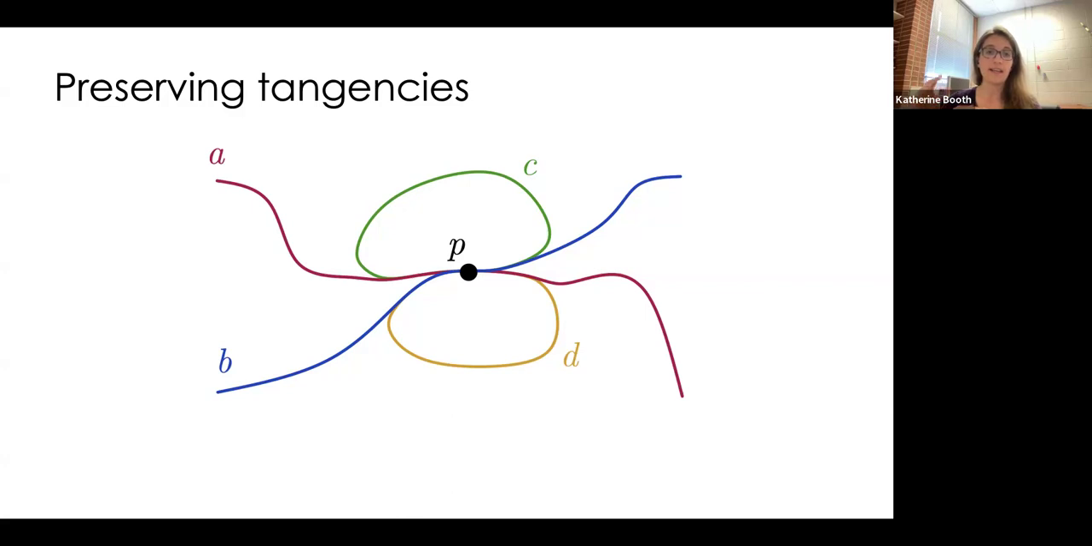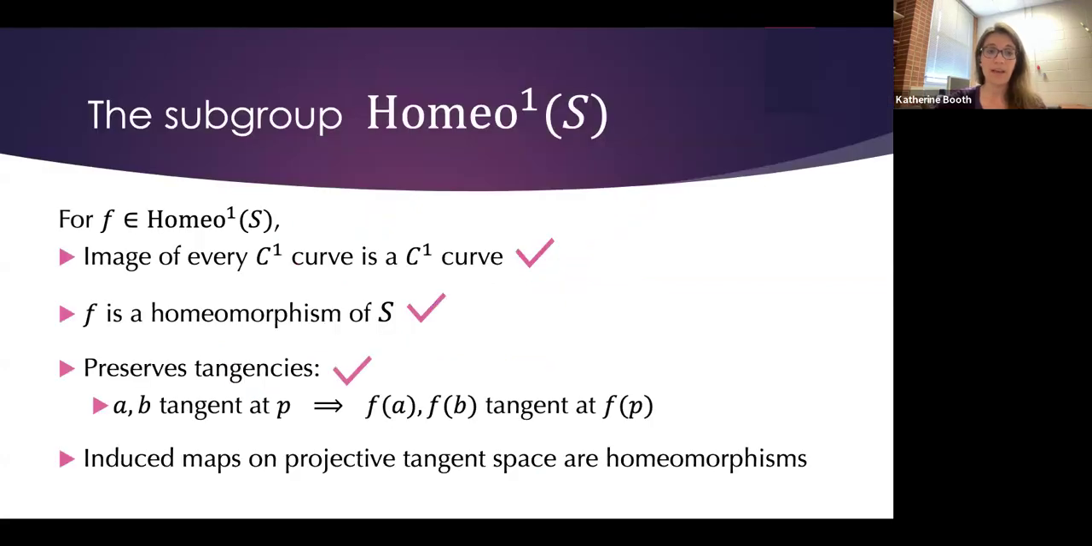And so I get that C is going to have the same tangent line as A and B. D is also going to have the same tangent line as A and B. And same thing, C and D also have to have the same tangent line. So they all have the same tangent line, and so we have to preserve the tangency there. So we have that.